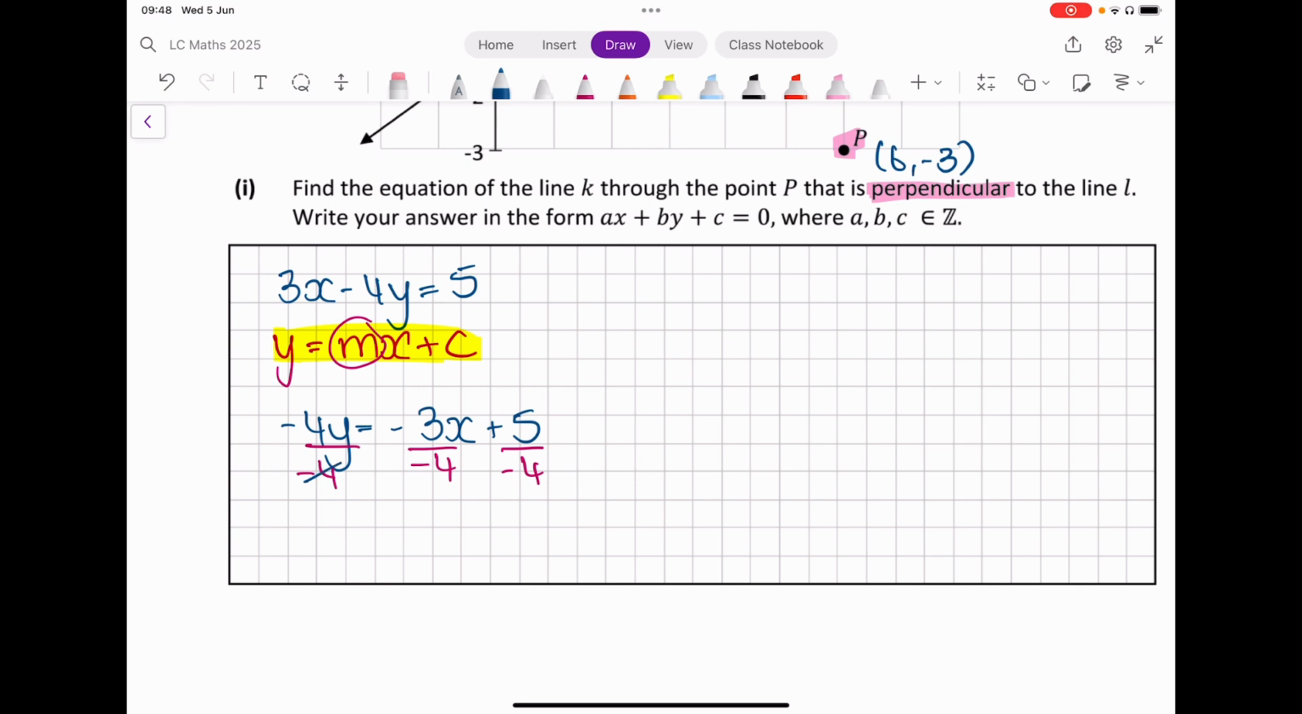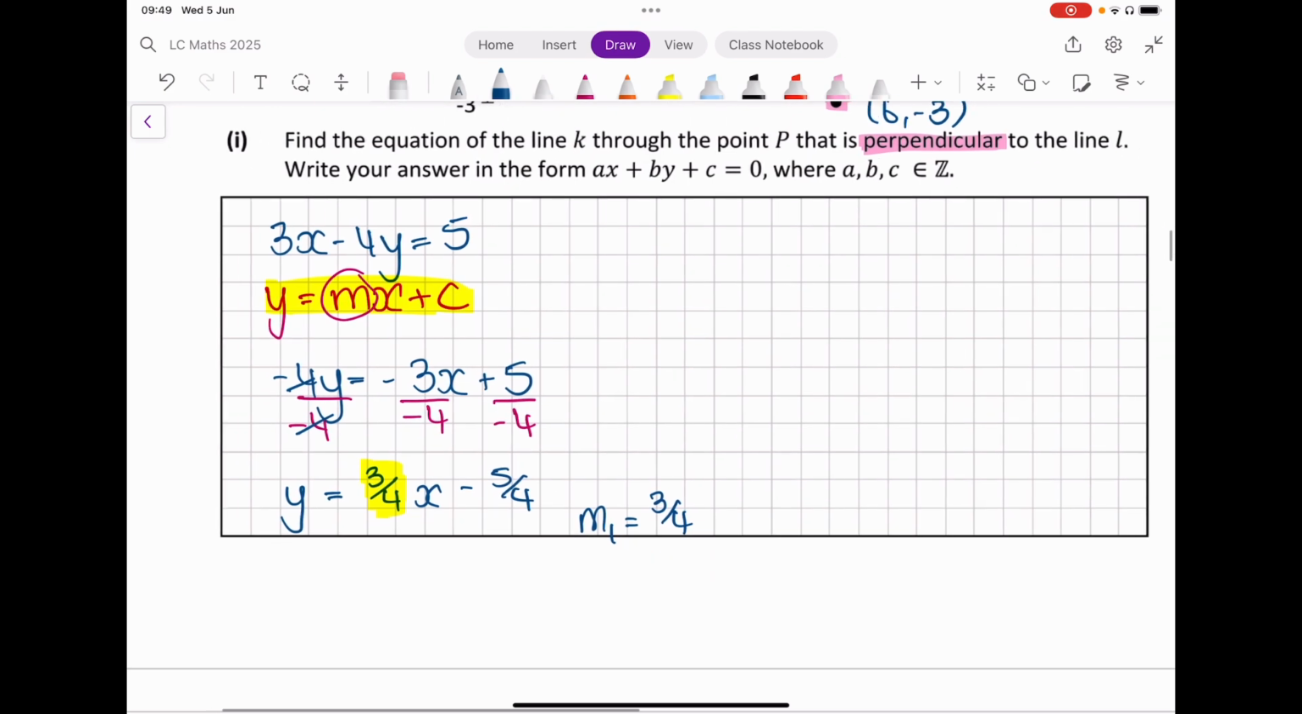And then we simplify. So we just have a y here. Minus 3 divided by minus 4 is 3 over 4. And we still have our x here, okay? And then 5 divided by minus 4 is minus 5 over 4. So this here is my slope. So the slope of L is equal to 3 over 4.